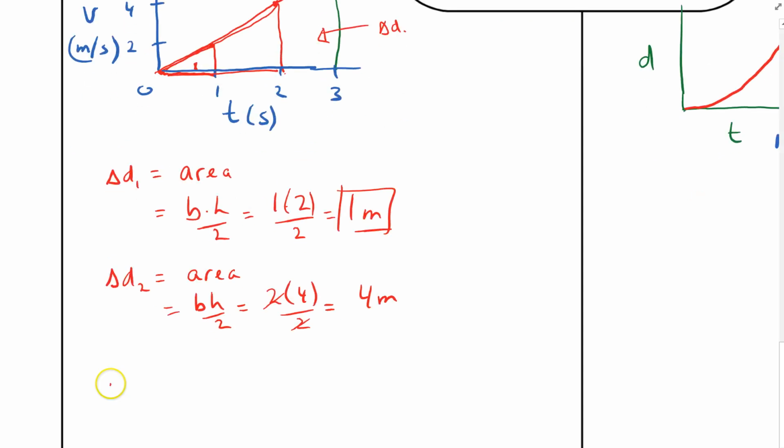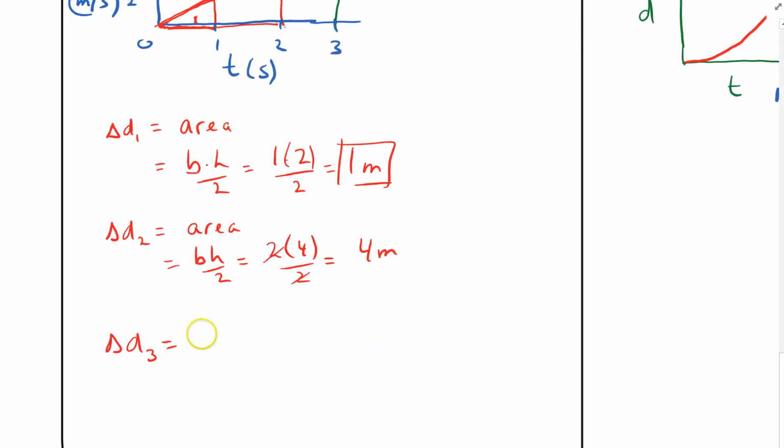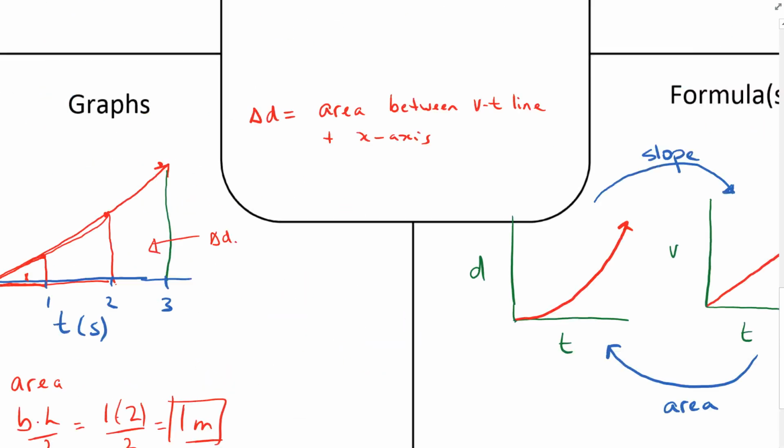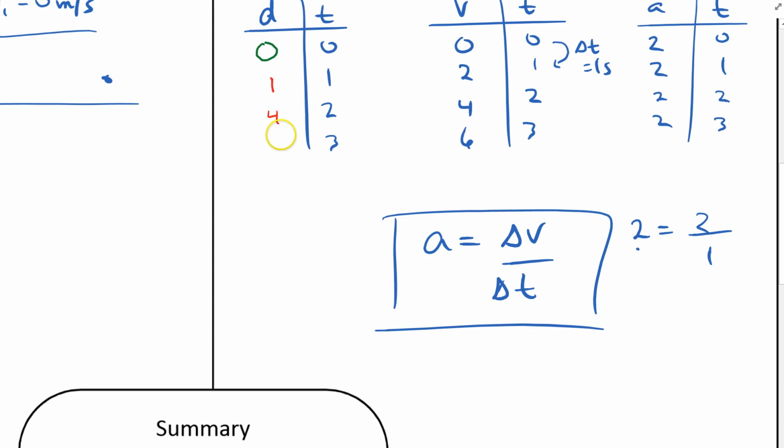Our last one, delta D3, will be a base of 3, a height of 6, and so we get 9 meters. So here we can put these numbers in. We get a 4 and then a 9. So interesting, I chose a 2 and we get a nice pattern here. You can see there's a square feature going on here.